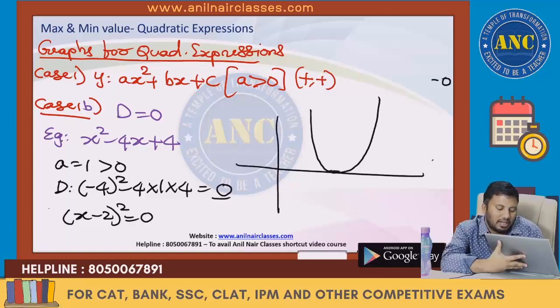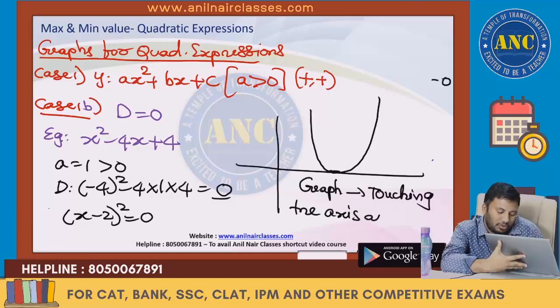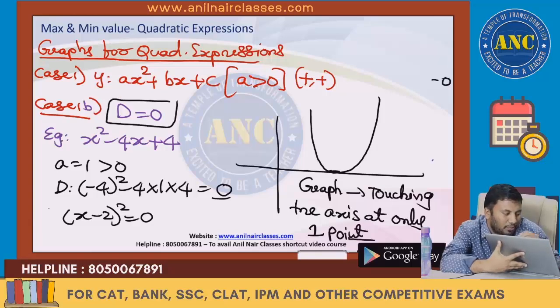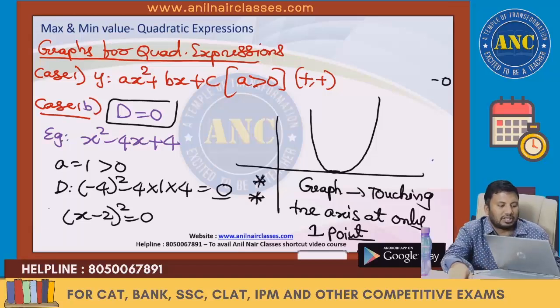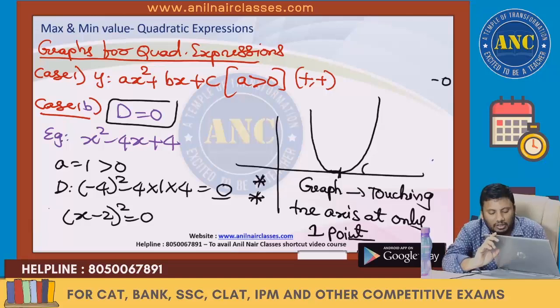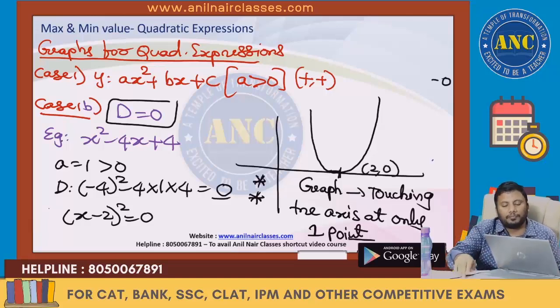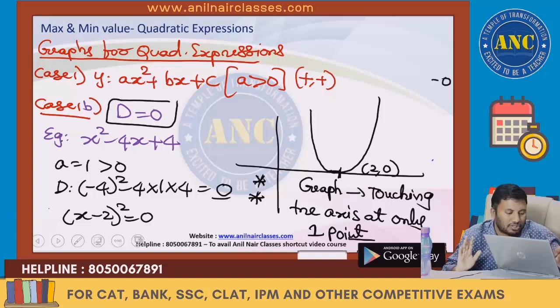the graph is touching the axis only at one point. I hope you are all with me. That is what I told you. If D is equivalent to 0, the graph is touching the axis at only one point. At x equivalent to 2, y value is 0. The graph is going upwards. I hope it is clear.